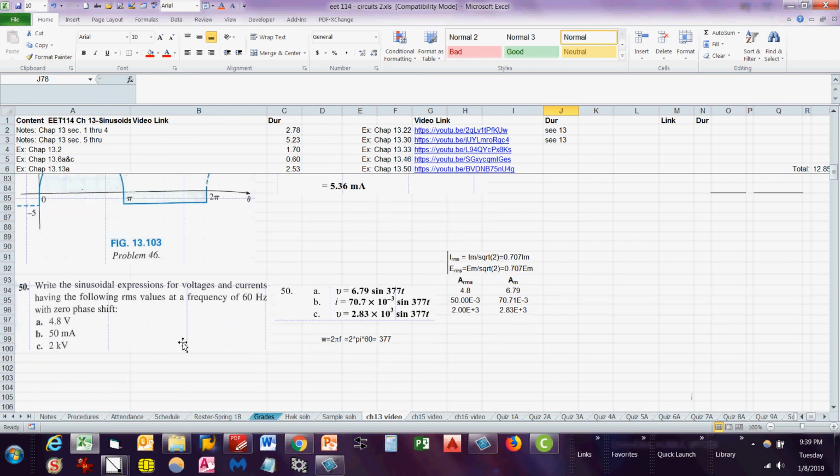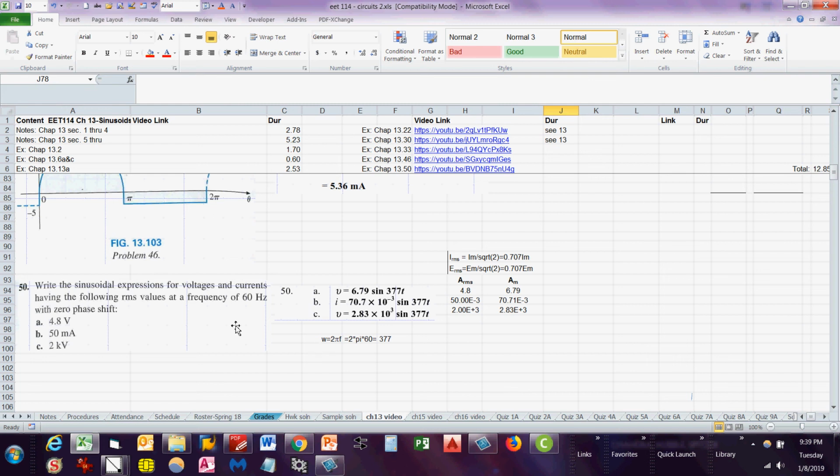And problem 50, write the sinusoidal expressions for voltages and currents having the following RMS values at a frequency of 60 Hz with 0 phase shift. That means theta equals 0. So 4.8 volts. How do you get this?